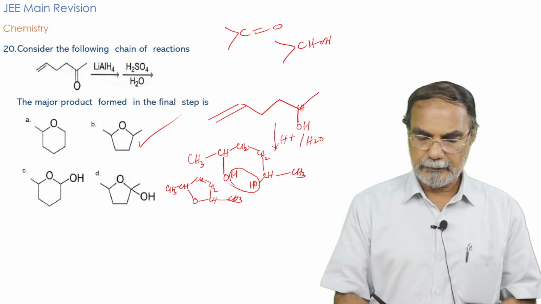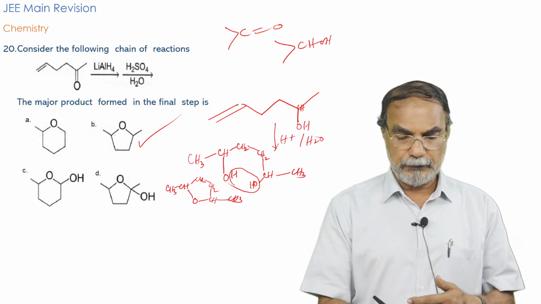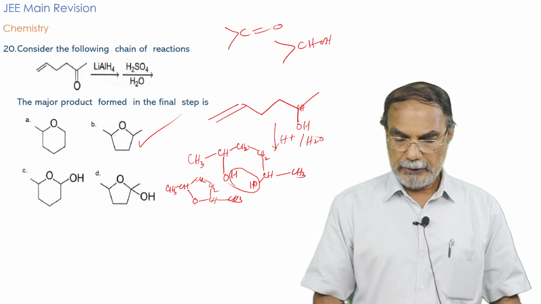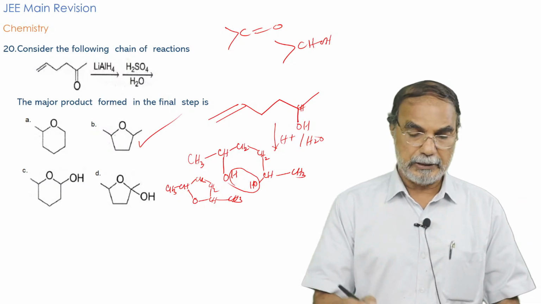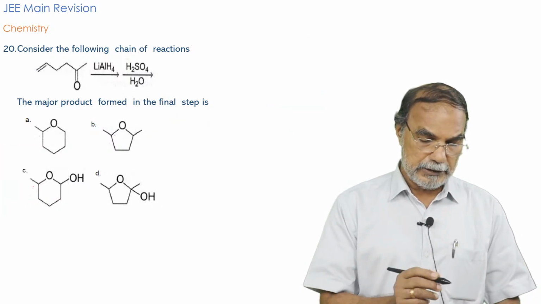cyclic ether. You are having a cyclic ether. It is a cyclic ether containing 5 carbon atoms. You have 2 methyl groups, and in between you have an oxygen atom. That is the cyclic ether. So that is again very simple.